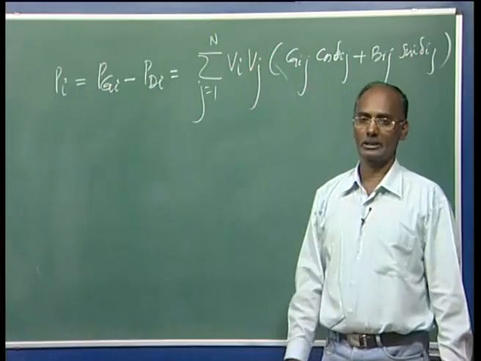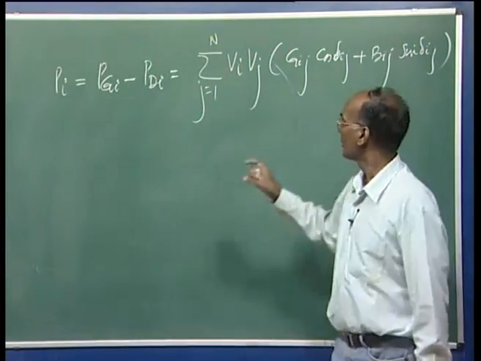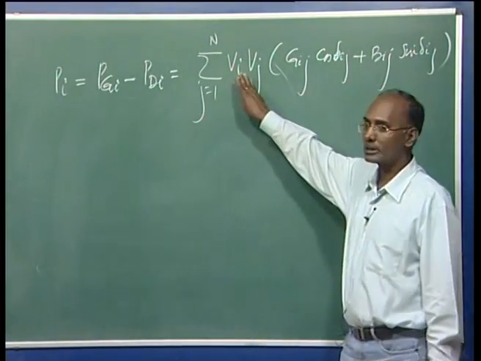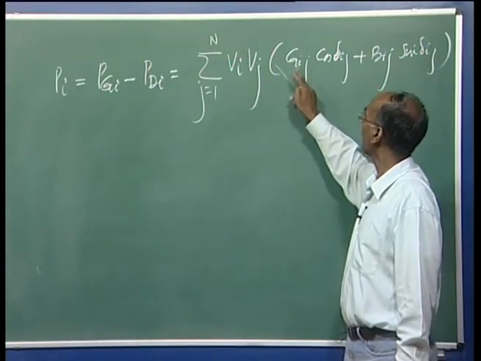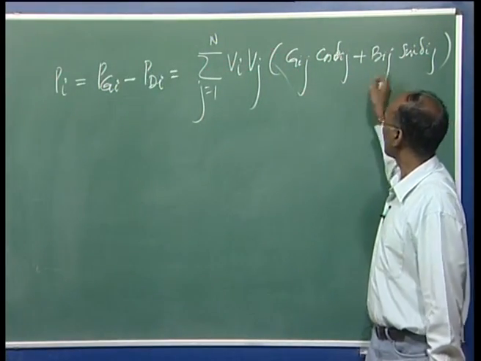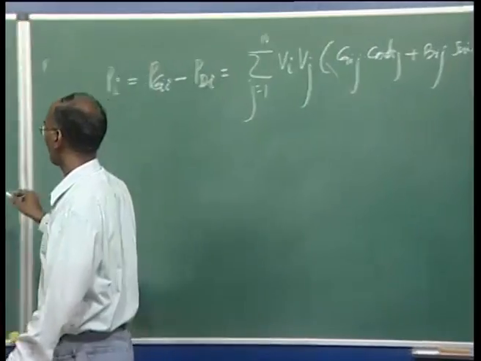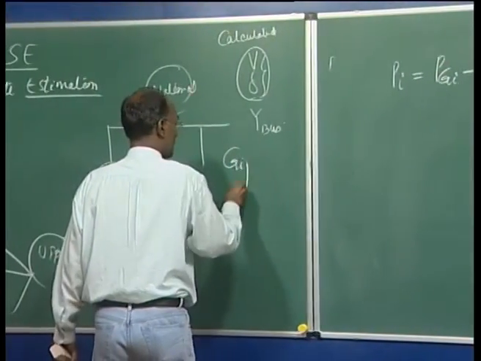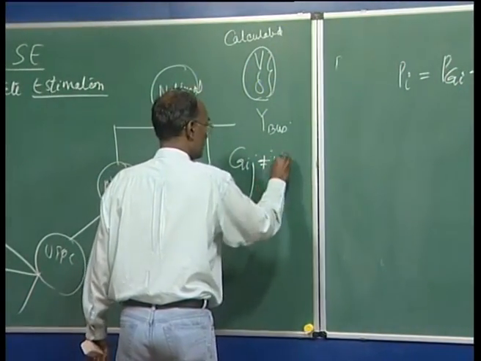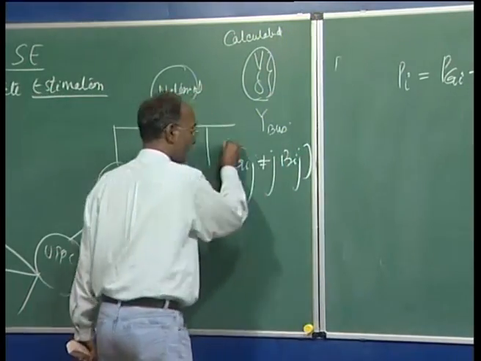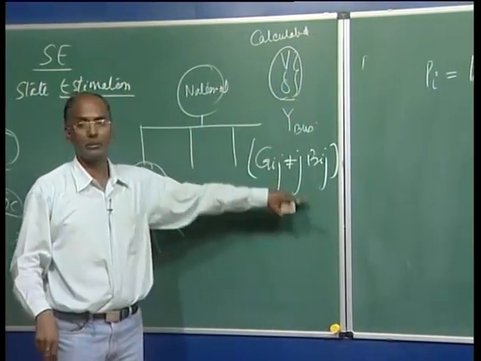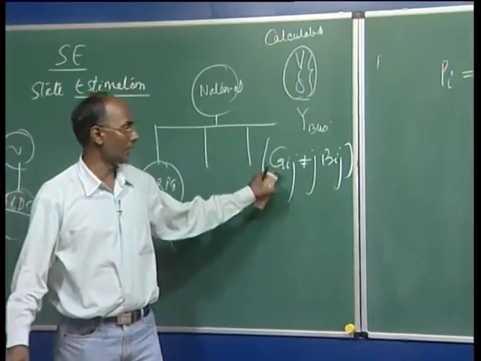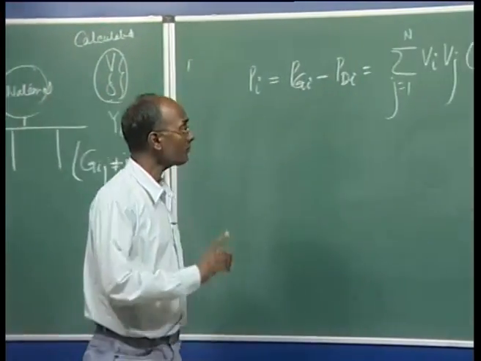This is the real power balance equation, in terms of the magnitude of voltage at bus i and bus j, and the Gij and Bij are the elements of the Y bus matrix, Gij plus j Bij. So, this is the Y bus elements, basically the real and imaginary components.